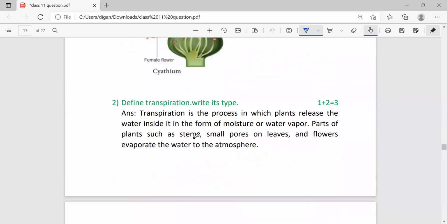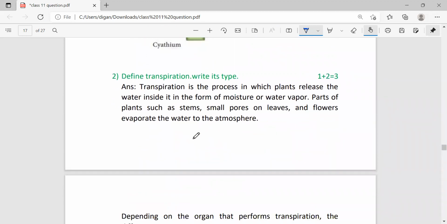Now come to the second question, that is: define transpiration and write its types. So first come to the definition. Definition carries 1 mark and types carry 2 marks. Transpiration is the process in which plants release the water inside them in the form of moisture or water vapor. Parts of plants such as stems, small pores on leaves, means stomata, and the flowers evaporate water into the atmosphere. Means this is the process through which water from the plant evaporates into the atmosphere, called transpiration.